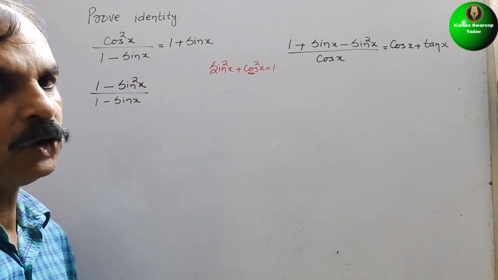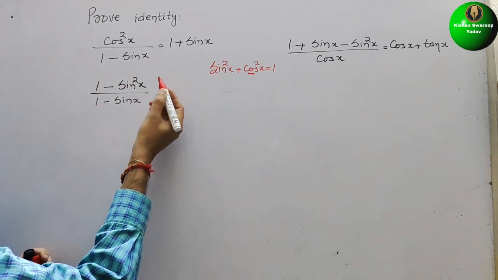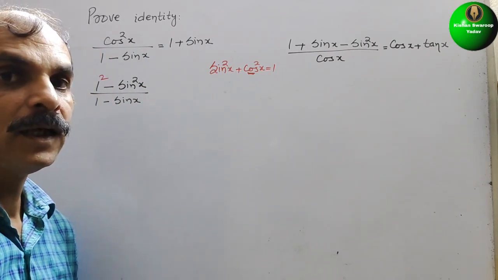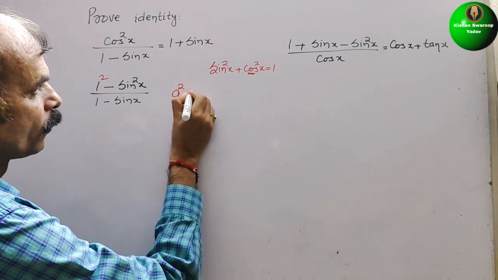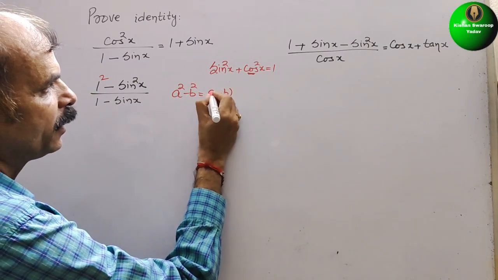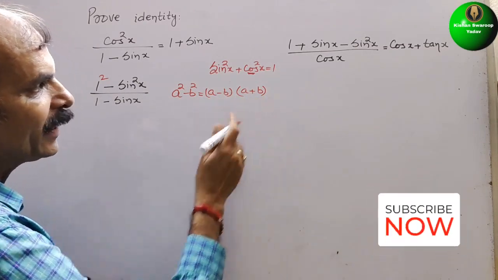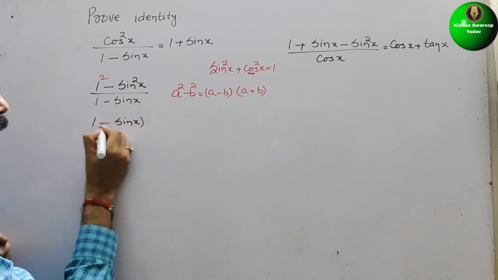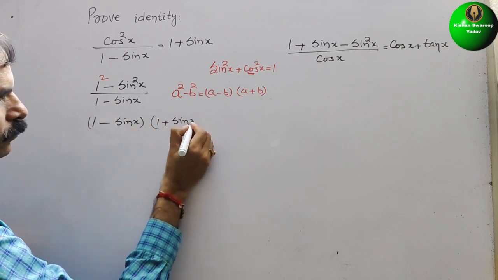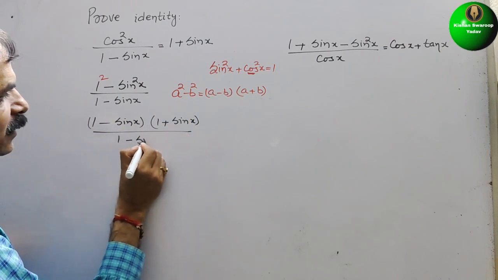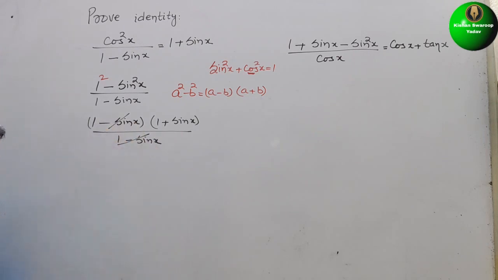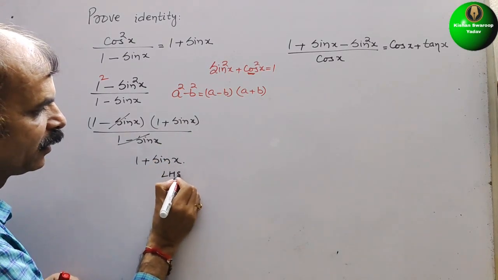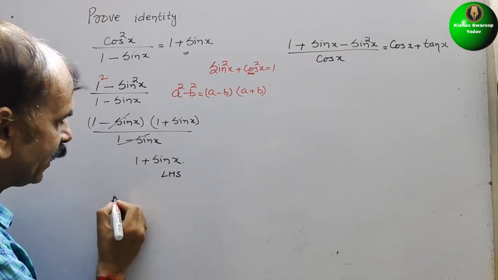Now, if you see your numerator, it will be 1 minus sin square x. And if I write it like this, 1 square minus sin square x, it will be in the form of a square minus b square. So that is equal to a minus b into a plus b. So now we have to write in this form. So it will be 1 minus sin x and 1 plus sin x by 1 minus sin x. So now this value and this value will go out. So you will get 1 plus sin x. So this is your LHS and RHS is also the same. So now we can write hence proved.